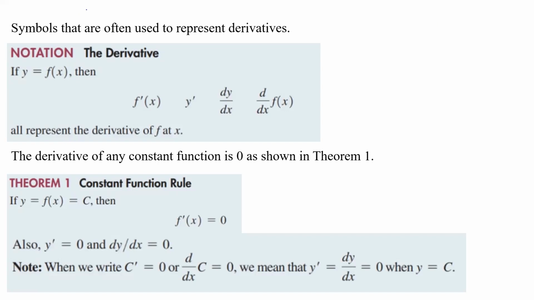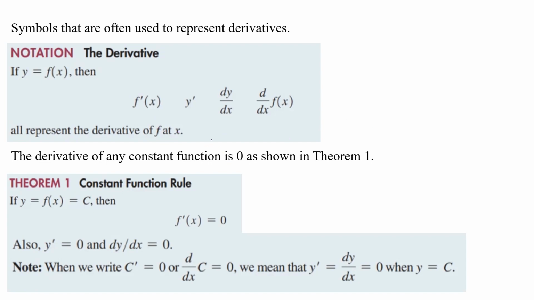So if we start out with y equals f of x, then we can get f prime of x as a derivative. We can get y prime as a derivative. dy dx is a derivative, and d dx of f of x is also a derivative. So all those are different representations of a derivative of f at x. Now, if we have a derivative of any constant function, that's zero, as we'll see here in theorem one.